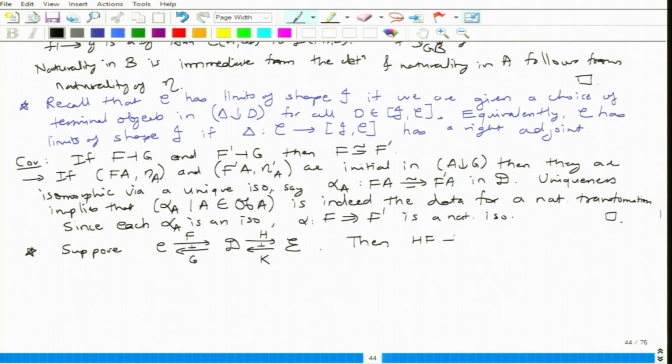HF is a left adjoint of GK. So the above corollary, can they say anything about it if we remove the condition that the shape has its limit? The corollary doesn't have limits at all. I mean, the blue result is independent. I just wanted to show you that. I mean, we have assumed that there exists a limit.